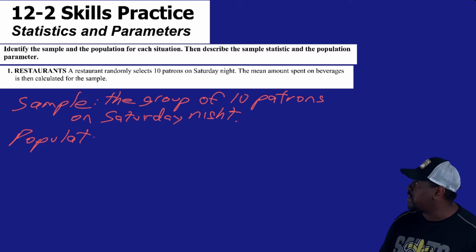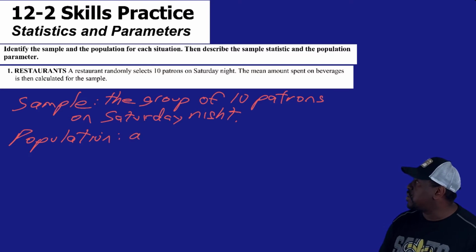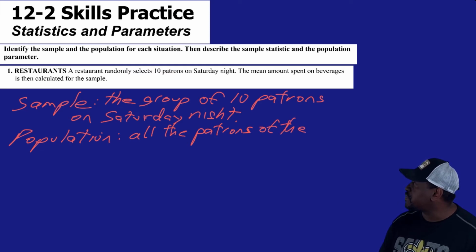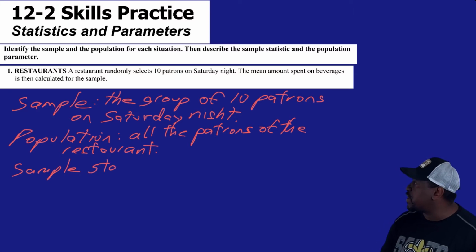The population is all the patrons in the restaurant on Saturday night, I would assume. All the patrons, let's see what the NOLA Mathman writes here. All the patrons of the restaurant. I would assume all the patrons on Saturday night, since you're picking from that. But no, it says all the patrons of the restaurant, so it could be all the patrons, could be possible sample. That's what they're saying.